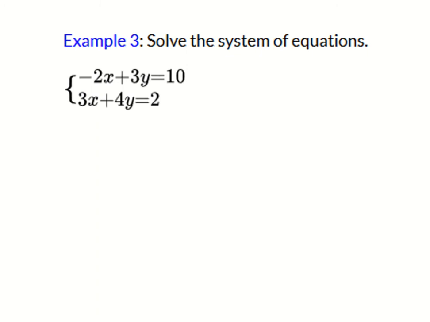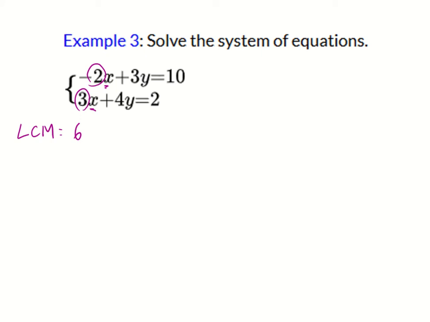Let's say I want to get rid of the x. So what we want is the least common multiple between 2 and 3. It's kind of like finding the denominator. We want to find a number that both 2 and 3 can be divided into. It's a multiple of 2 and a multiple of 3. So that number is 6.